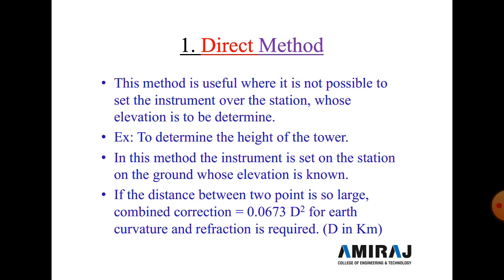In this method the instrument is set at a station on the ground whose elevation is known, and if the distance between the 2 points is large, we include the combined correction, which we already discussed, for curvature of the earth and refraction, as 0.0673 d square, where d is in kilometers.